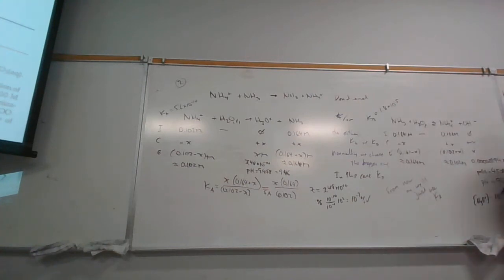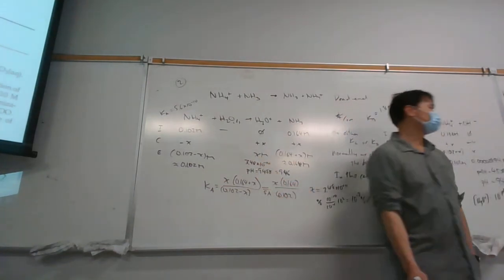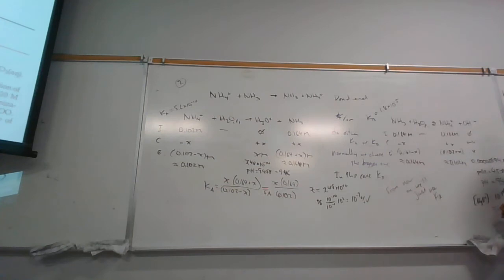But since I already have it, it's going to come out to 3.48 times 10 to the minus 10. So if you look, the hydroxide is 2.8 times 10 to the minus 5, and the hydronium is 3.48 times 10 to the minus 10. Hydroxide dominates this solution.